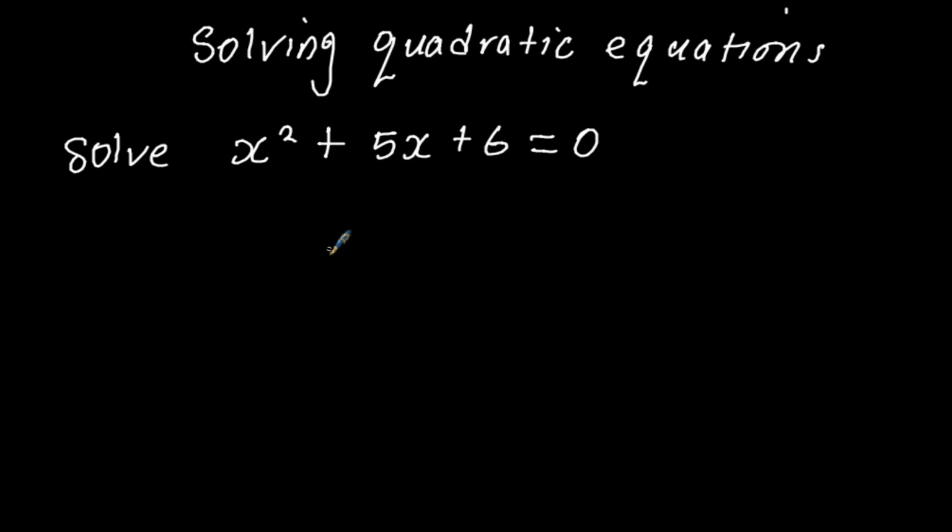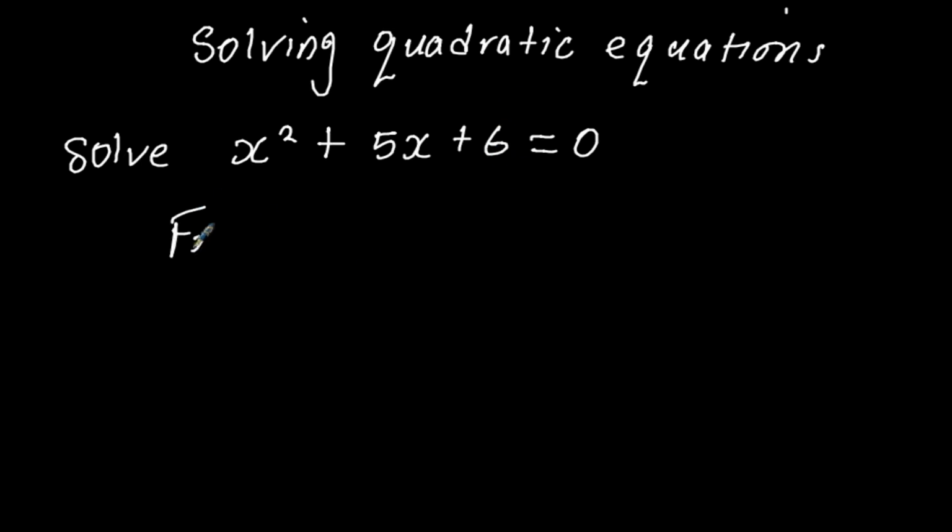Hello, in this video we are learning how to solve quadratic equations using factorization method. So our question is solve x squared plus 5x plus 6 is equal to 0. Now to solve this equation, we have to first identify that x squared has a coefficient of 1, and there we concentrate on getting factors of this constant term 6.